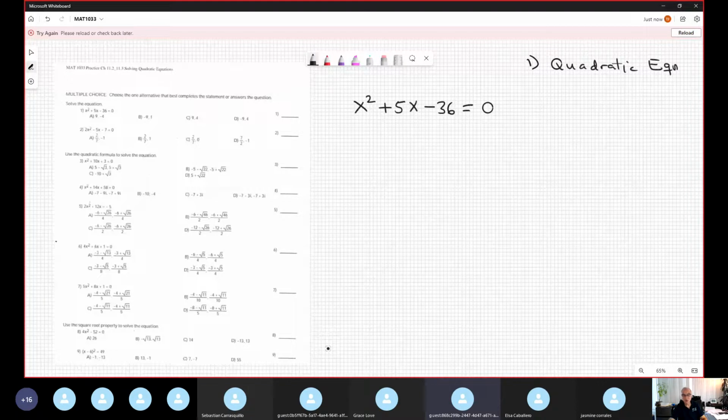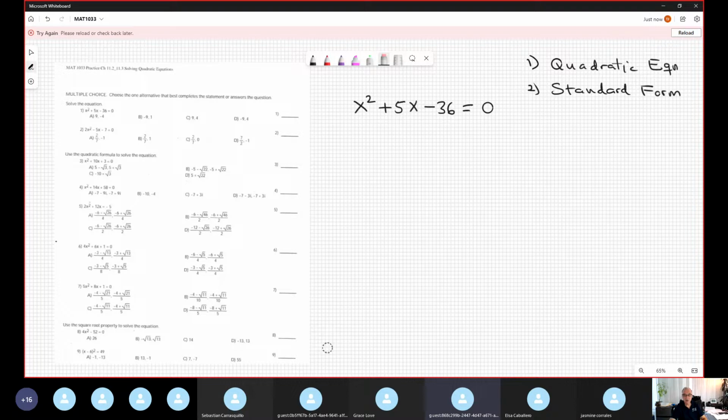Number 2 is already expressed in standard form or no? Of course, standard form, because the right-hand side is 0 and you organize in descending order of the degree. Degree 2 is the most important term for identifying the name of the equation. One is linear, the exponent is 1, and 1 is invisible. And 36 is a constant.